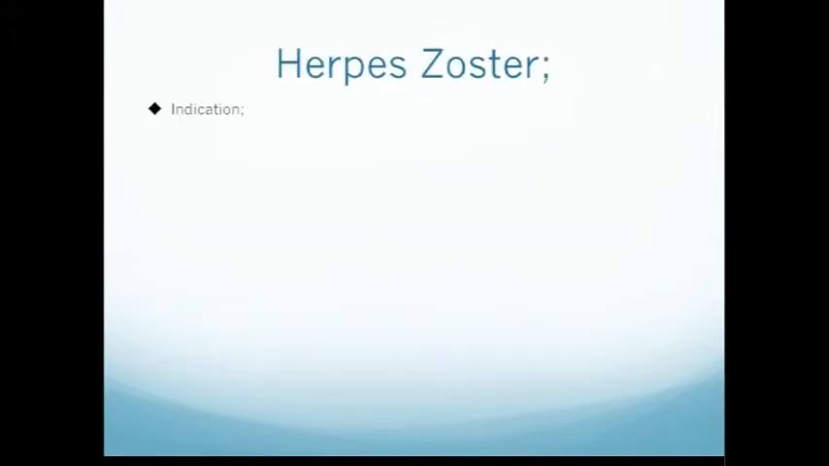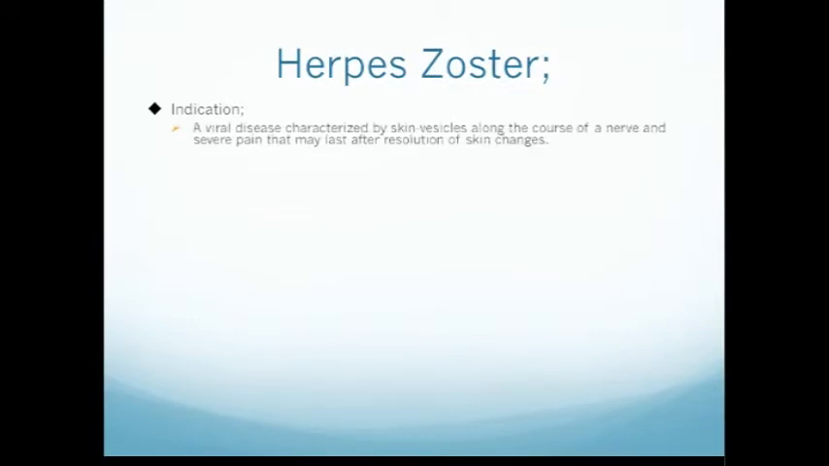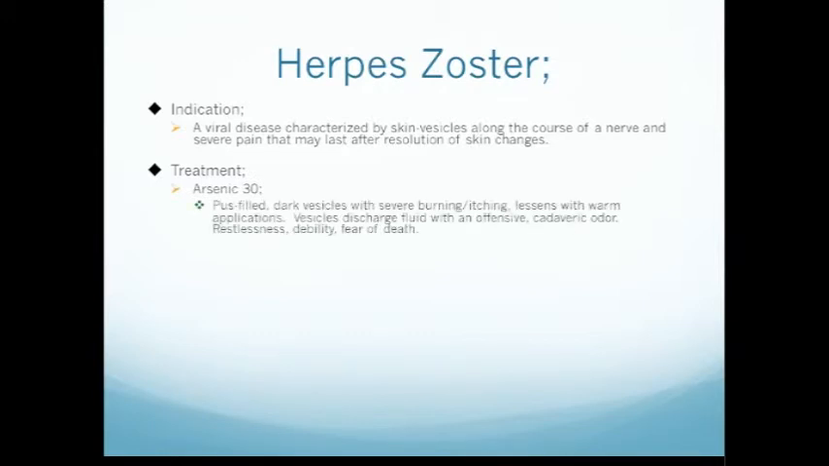Herpes zoster is also known as shingles. This is a viral illness characterized by skin vesicles along the course of a nerve with severe pain that may last after resolution of the skin changes. Treatments include arsenic 30. This is good for pus-filled dark vesicles with severe burning, itching that lessens with warm applications.